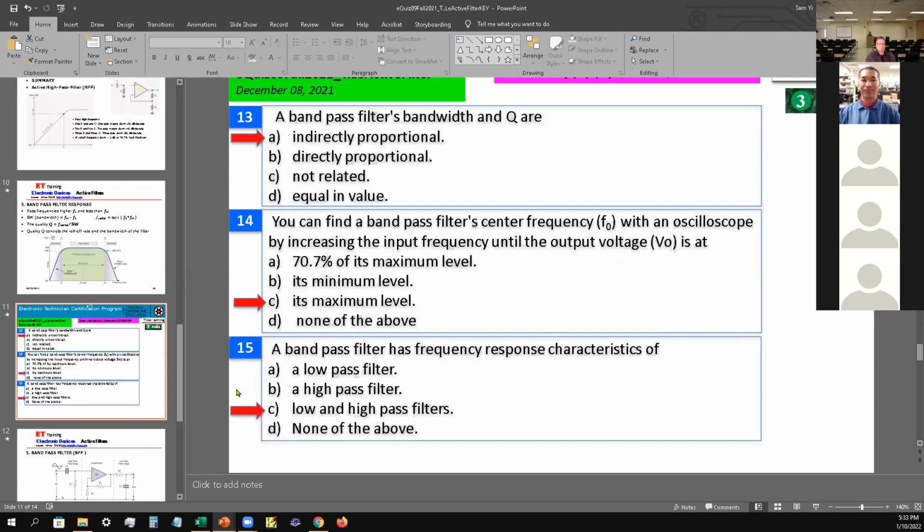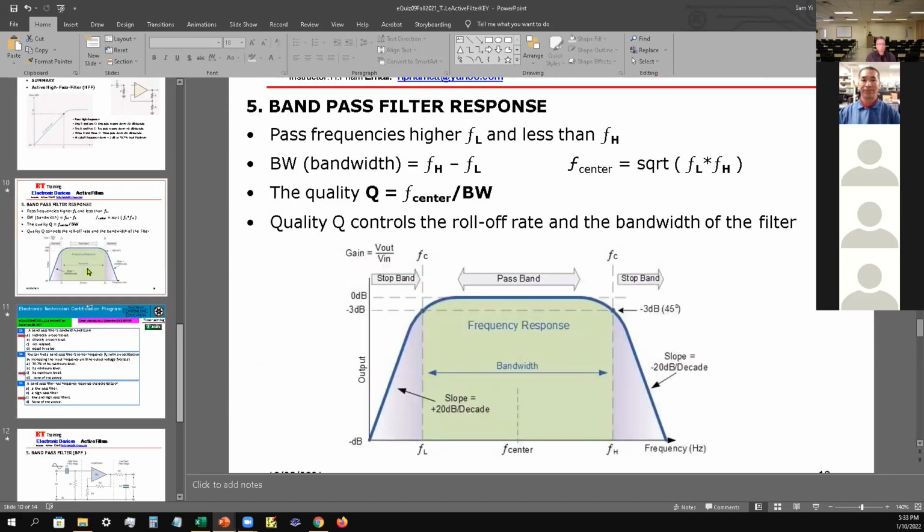On that one, Sam, just to be clear though, you do have to go to both of the 70% levels to be able to get the center. The maximum just tells you a range. It doesn't tell you a point. It's not going to tell you the center.